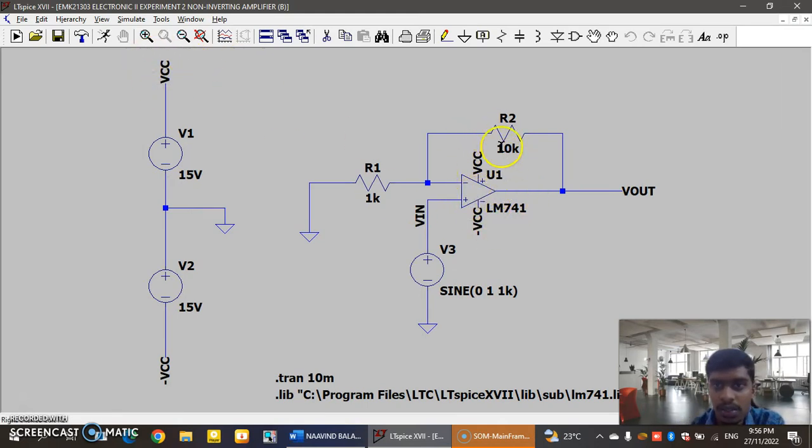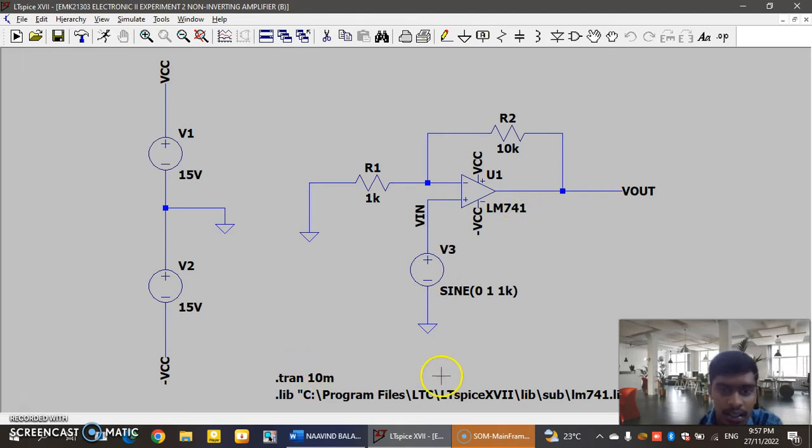So the VCC should be over here, and the VEE connection is over here, so that this supply will contribute over here, and this positive terminal is connected to the V in. So if it's connected to the V in, it should be a non-inverting amplifier.